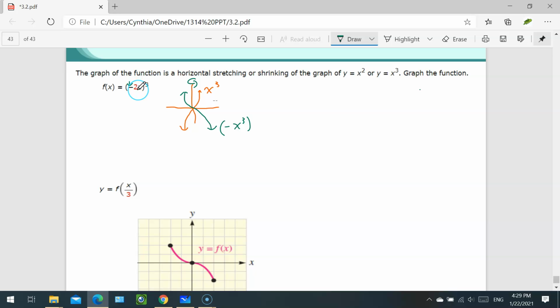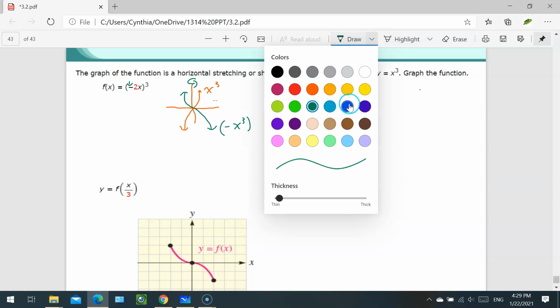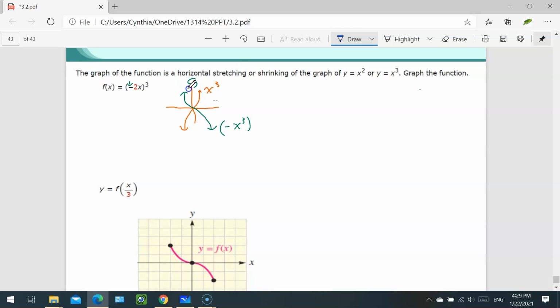Now we need to deal with the horizontal shrinking because 2 is bigger than 1. When you have a horizontal shrinking, the graph will tend to move near to the y-axis. So I'm going to sketch the graph using this color. You have the new graph, which goes nearer to the y-axis. This blue line would be your translated graph, which is your f of x. So you don't have to create a table. You can just use the technique to translate it.